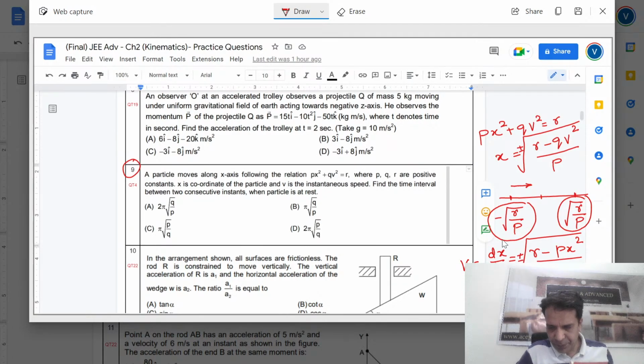So if you take plus, then your limits will be from minus square root of r by p to plus square root of r by p. If you take that as minus, then the limits will switch, because minus would mean it's going from square root of r by p to minus square root of r by p. Does that make sense? Yes, sir. Okay. You will still get the same result, beta. And your answer, you said, is? A. Yes, sir. Okay. Let's go ahead and do another problem.